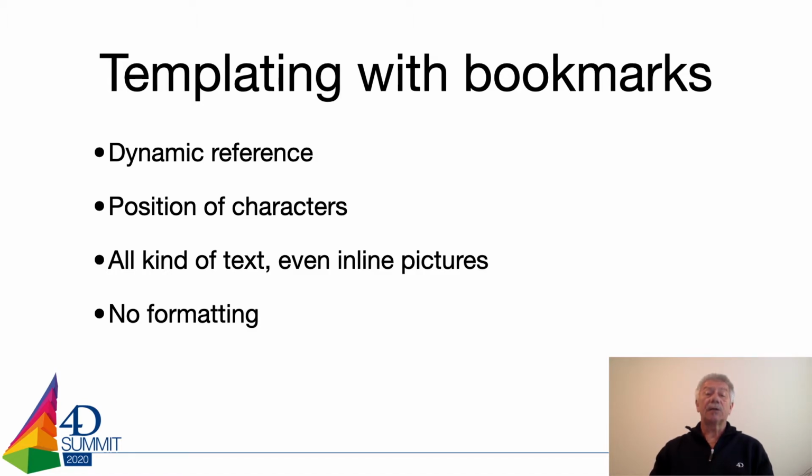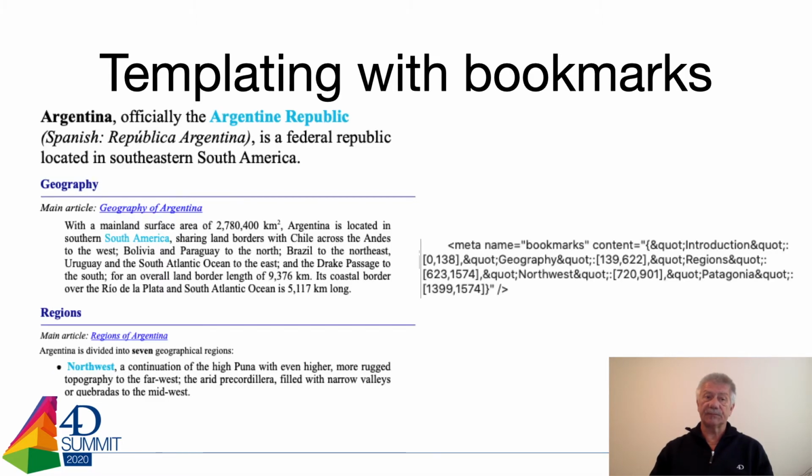Bookmarks are a dynamic reference to a certain part of a 4D Write Pro document. A bookmark is expressed by start and end position of characters. Not only characters, a bookmark can also contain tables or even inline pictures. But a bookmark is only a number of characters from a position A to a position B, without any formatting.